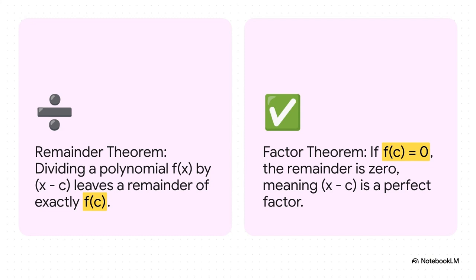Okay, so on one side you have the remainder theorem. All it says is that if you divide a polynomial by, say, x minus c, the little bit that's left over, the remainder, is the exact same thing you'd get if you just plugged c into the function, f of c. Kinda neat. But now look at the other side. This is where it gets really exciting. The factor theorem is just a special case of this. It says, what if that remainder f of c happens to be 0? Well, if the remainder is 0, that means x minus c divides in perfectly. It's not just some random divisor, it's a factor. It's one of the keys we've been looking for.